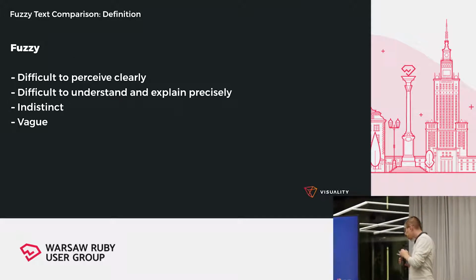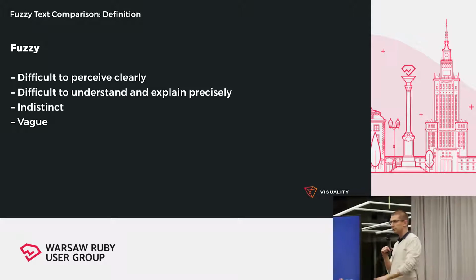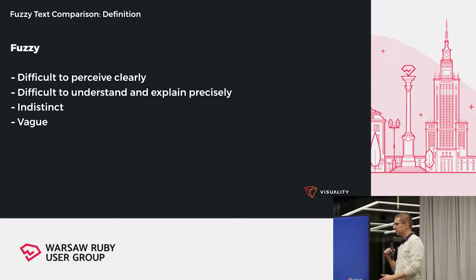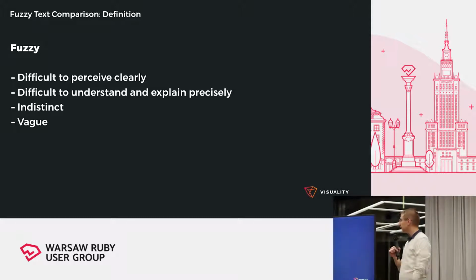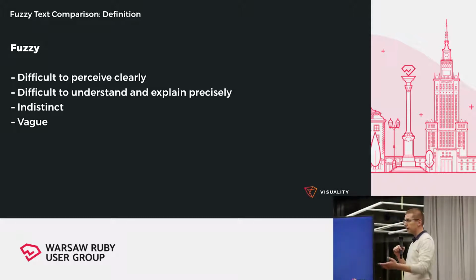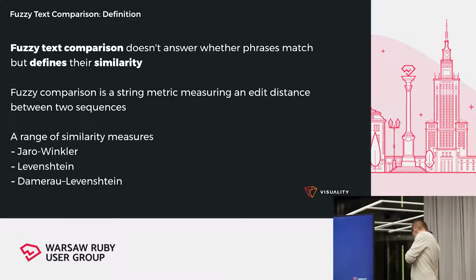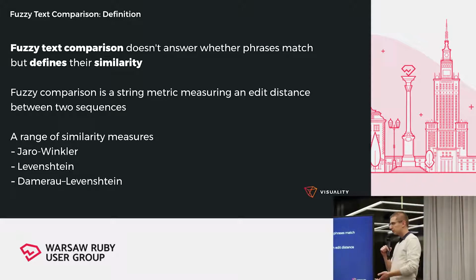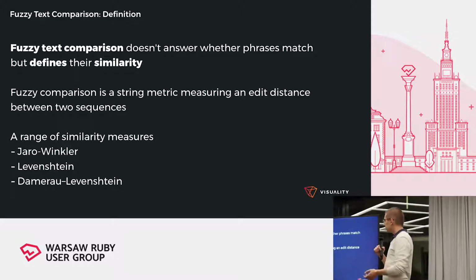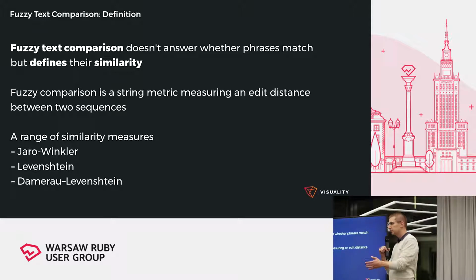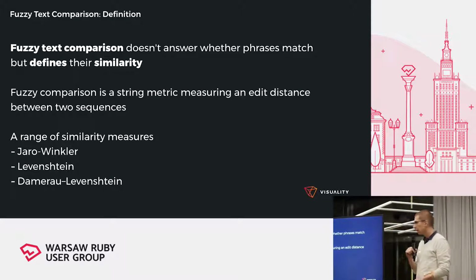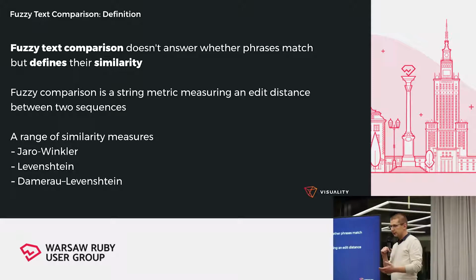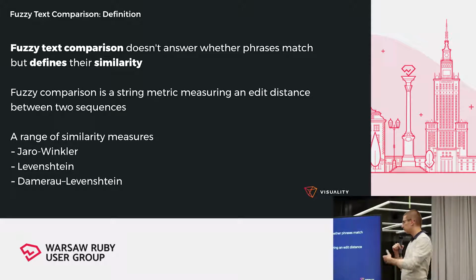However, here comes fuzzy text comparison. First of all, what's fuzzy? Fuzzy is something difficult to perceive clearly, something vague, something difficult to understand or explain precisely. So with that term, we go to fuzzy text comparison, which doesn't answer whether two phrases match. It defines their similarity. Fuzzy comparison is a string metric, measuring the edit distance between two phrases. So in human words, it measures how much it takes to go from one phrase to another. How many edits you have to make to one phrase to get to another one.